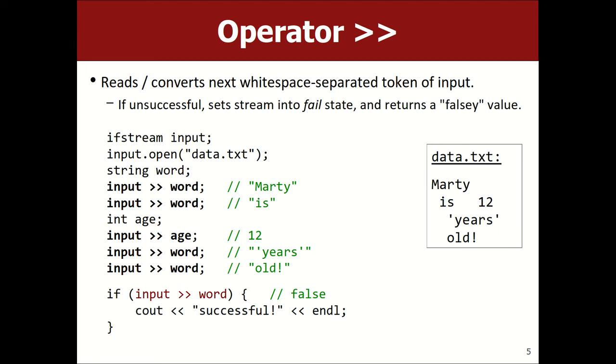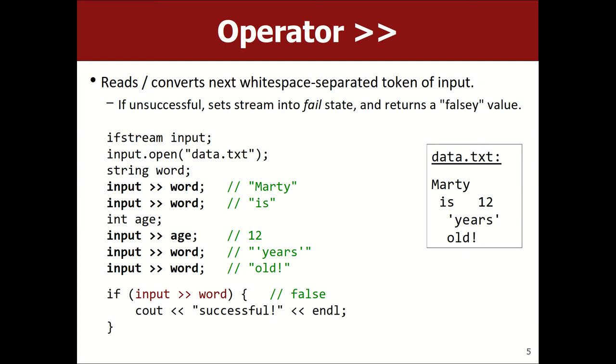So here's an example of a data file that says Marty is 12 years old, and it's all spaced out funny. If you open a file, instead of using getLine, you can use the greater than operator to read things from the input and store them into a string variable, and it'll read a word at a time instead of a line at a time. So input arrow word reads a word and stores it in that variable. It gets Marty, then I do it again and I get is, and I do it again. This time I do it using an int variable. Notice that I say input arrow age. It reads the next token of input, converts it into an int for me, and puts it into that variable. If the next token is not something you could treat as an int, like a word, it'll fail and leave it as a zero. But it'll read the next token either way.